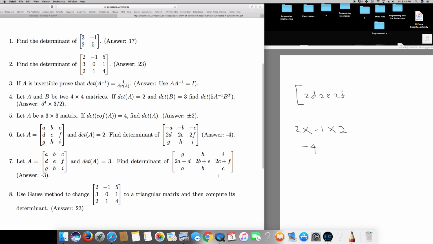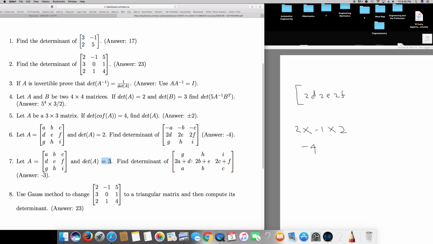Since this one is like this, 2A plus D, 2B plus E, 2C plus F, is there anything common? Actually nothing is common, because you can't take 2 common. If 2 were common, it should be 2A plus 2D, but in this case it's 2A plus D, so it's not common. Nothing is common, we can't take anything out. But the only thing we can see is that rows are swapped. The GHI is swapped to the first row, and the ABC is swapped to the third row, which means we have to put the minus sign on whatever determinant we get. In this case, they have given negative 3.